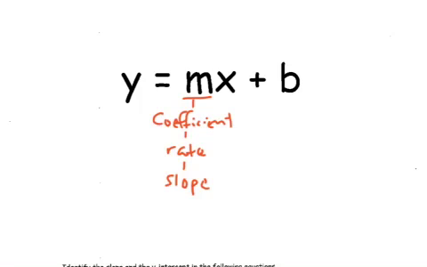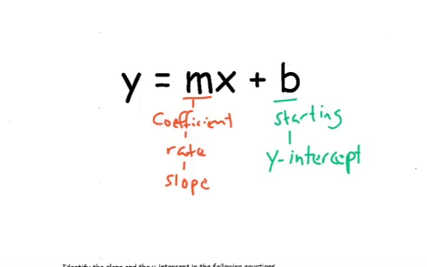Taking a look at b. b is generally our starting point. And it's more commonly known as the y-intercept. So it's generally where the line crosses the y-axis on a graph. So again, we can talk about it on a graph. Here we have a slope. You could say that slope would be positive because it's increasing from left to right. And the y-intercept, if it crossed the y-axis here, would be 5.